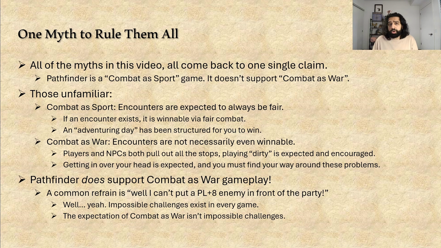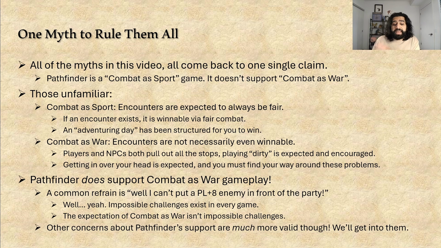Real combat as war isn't impossible challenges. It is a wide variety of challenges. Some of them where the party will feel in over their heads, some of them the party can manage, and the idea is that there's several combinations of paths that clever players who engage with the game and pay attention are able to get through them and ultimately win. So I always found this refrain outright nonsensical. I don't think it makes the slightest bit of sense because that's just not how any tabletop role-playing game runs.